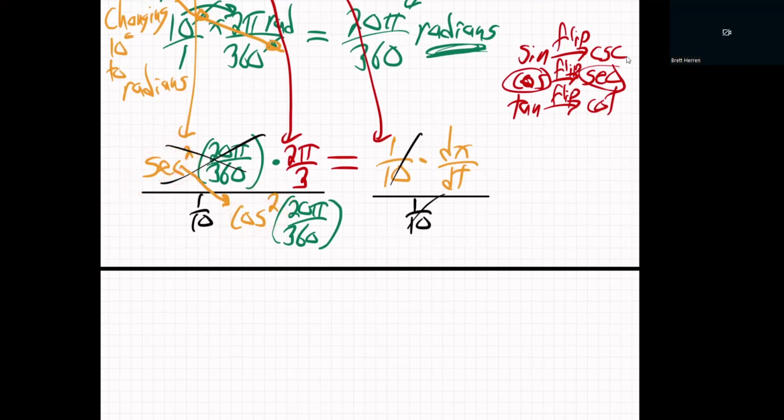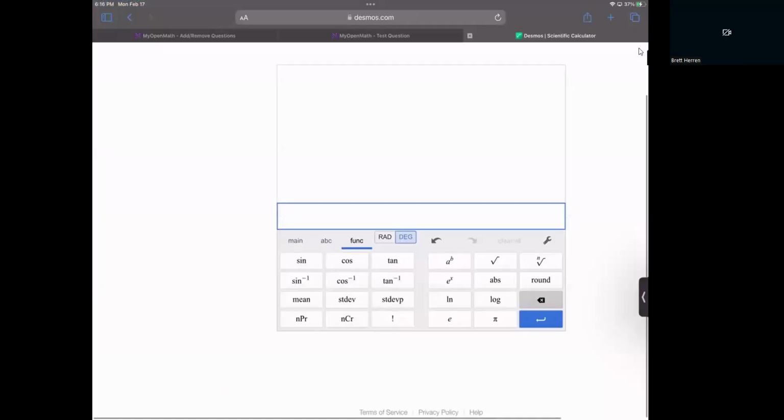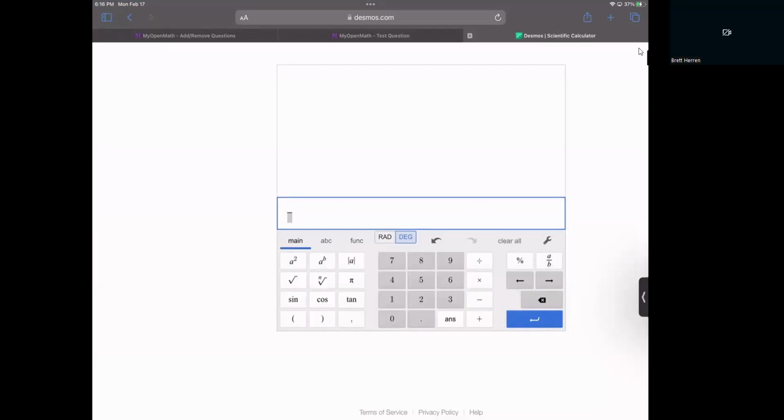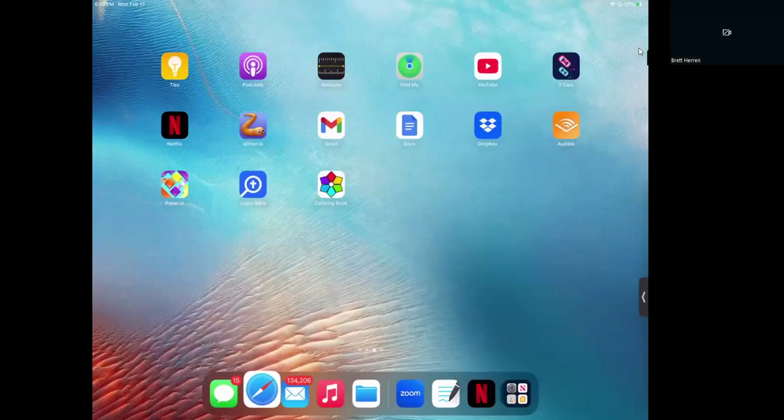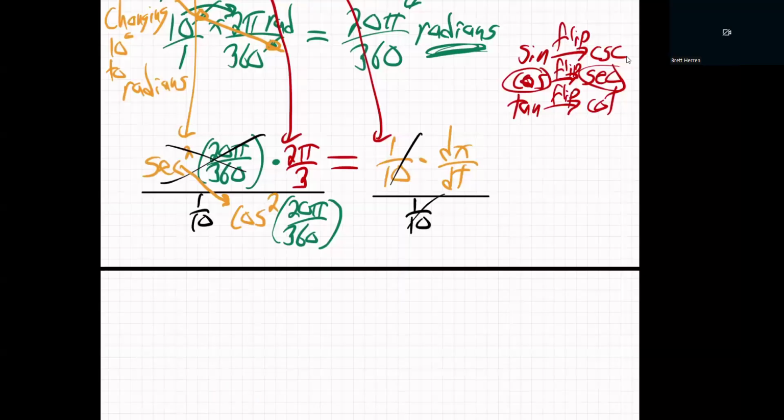So yeah, so there's what I'm going to type into Desmos. This, right? Does that make sense? So let's get 2 pi over 3 on the top. All right, here we go. A big old fraction. 2 pi over 3 over. And now what's the bottom? Bottom had like a tenth. A tenth, so now I'll do this tenth. A tenth cosine squared, 20 pi over 360.